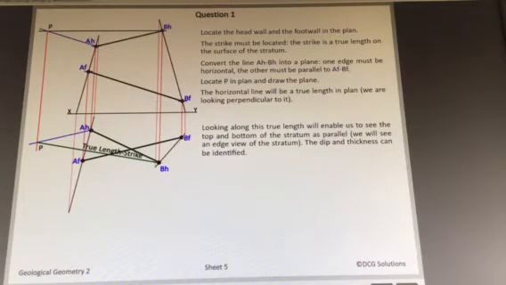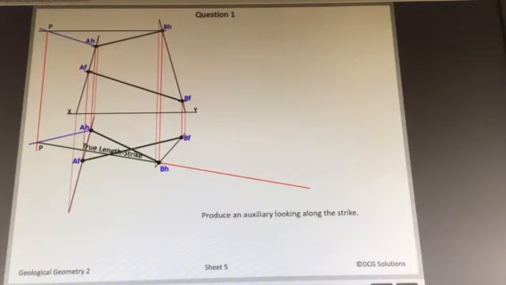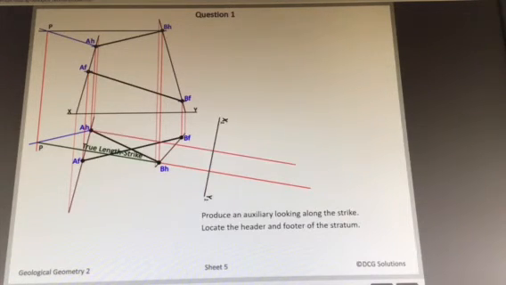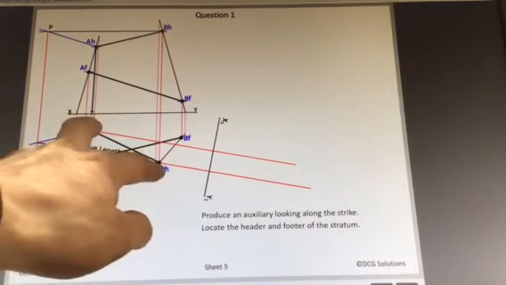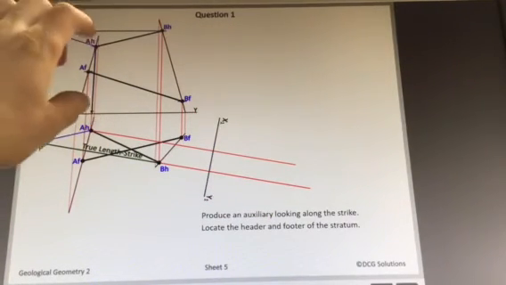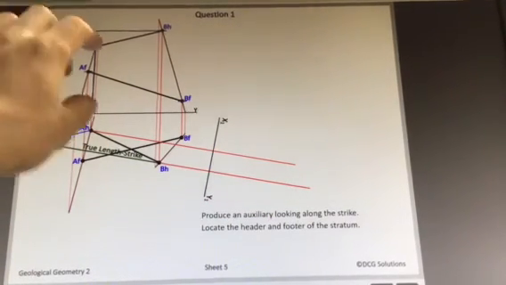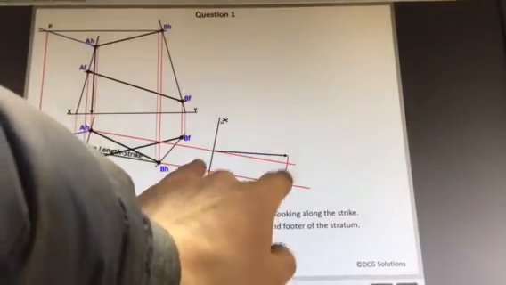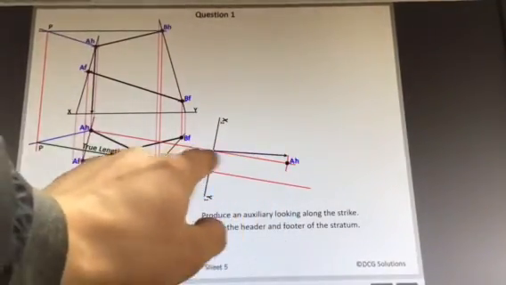Looking along this through length will enable us to see top and bottom of the stratum as parallel. We will see an edge view of the stratum, and the dip and thickness can be identified. This is similar to what we've done already. Bring your head wall lines out first. Then take the distance that the head wall is from the XY line in your elevation and mark it off with your compass. There's AH.